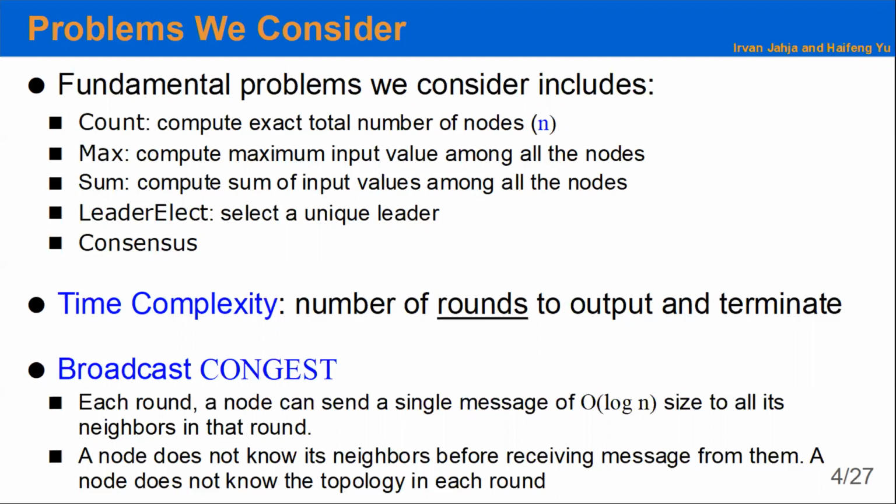We will use the standard broadcast congest model for communication. Namely, in each round, a node can send a single message of O(log n) size to all its neighbors in that round. All messages will then be received by the end of the round. A node does not know its neighbors beforehand or before it receives messages from them. Also, a node does not know the topology in each round.